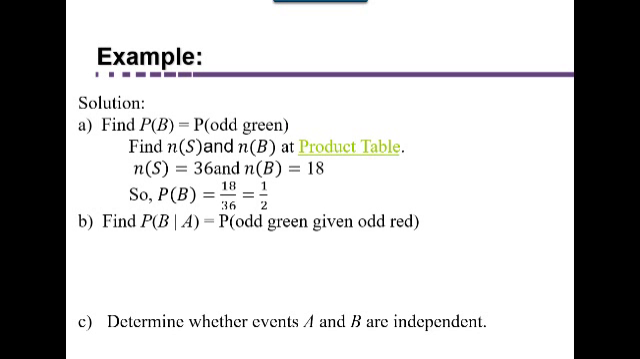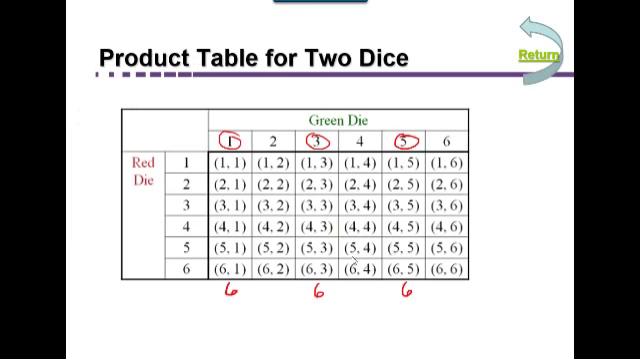All right, now let's find the probability of B given that A has occurred. So we're going to find the probability of getting an odd green given that the red die was odd. Okay, so once again, according to the definition of conditional probability, we are going to have to find the number that are in A and B, and divide that by the total number in A, because that's our restricted sample space. So I'm going to go to the product table now, and we're looking for odd greens and odd reds, right?